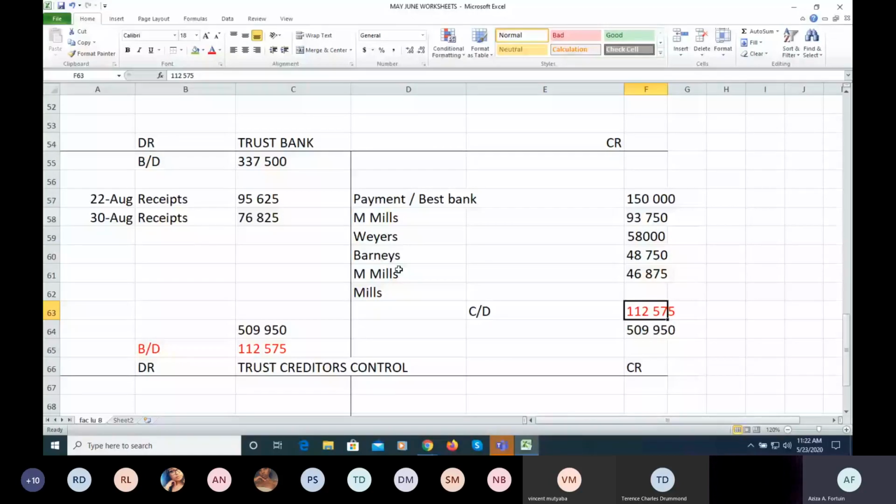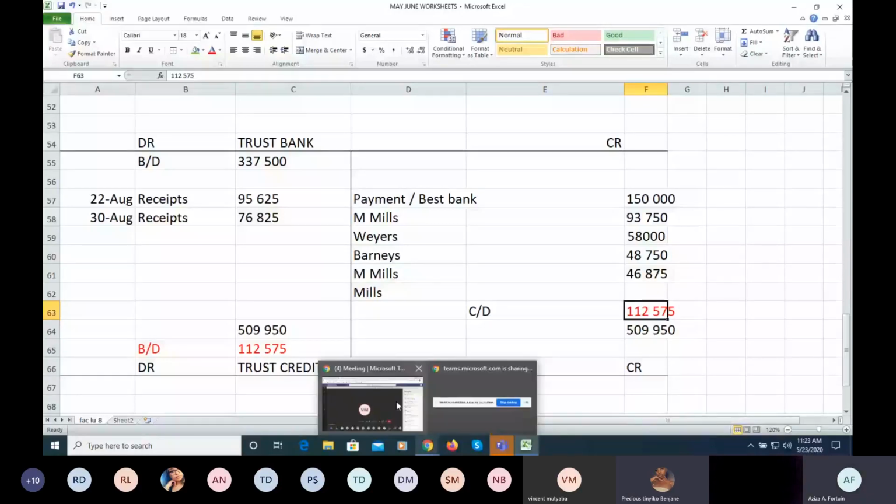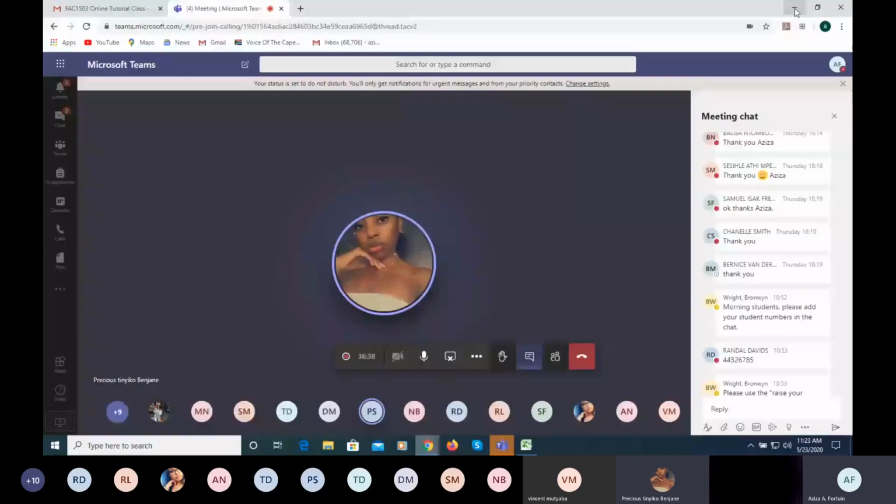Who felt it was too difficult to do? Nobody. Okay, how many people actually got it right, 100% right? I can't see if you're raising your hands because I'm in the Excel spreadsheet now. And you got it right. Yeah, Aziza. Yes. I got it right, but then I wrote the totals for all the creditors instead of breaking them down the way you wrote it.